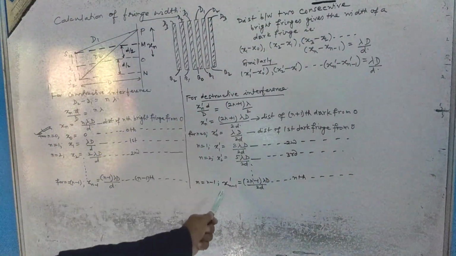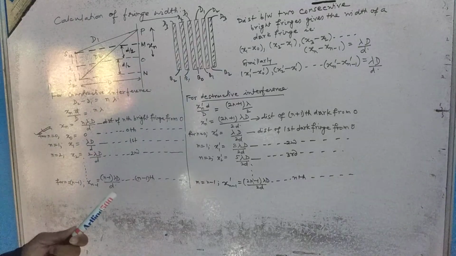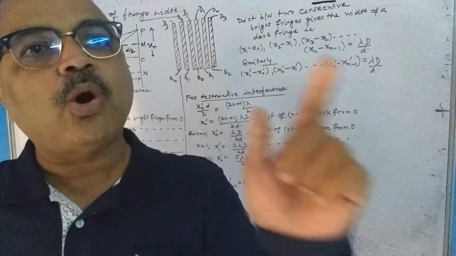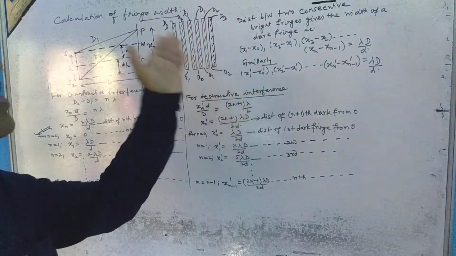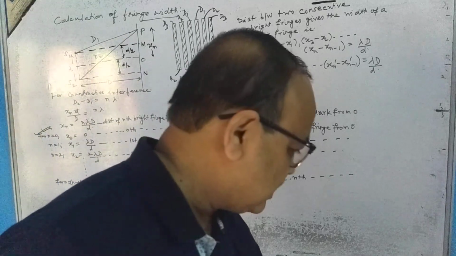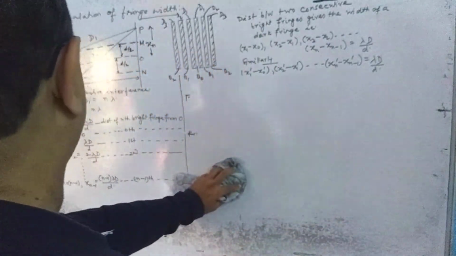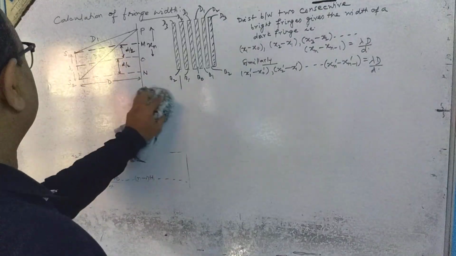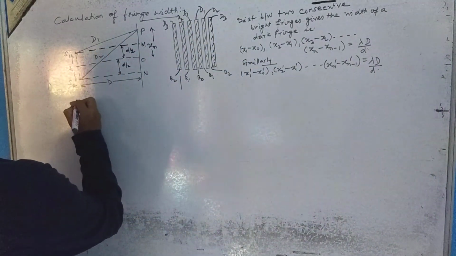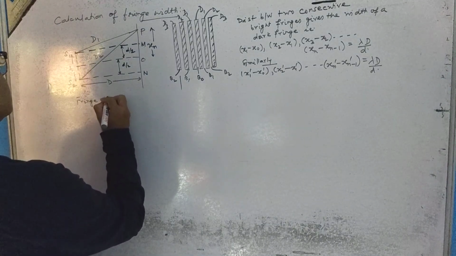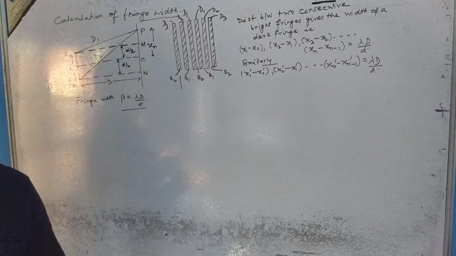Look at this, check here. What we see is that whether it is a dark fringe or a bright fringe, all the fringes are of equal width. Hence, what can we say? If all fringes are of equal width, then fringe width beta is equal to lambda capital D by small d. All the fringes are of equal width.